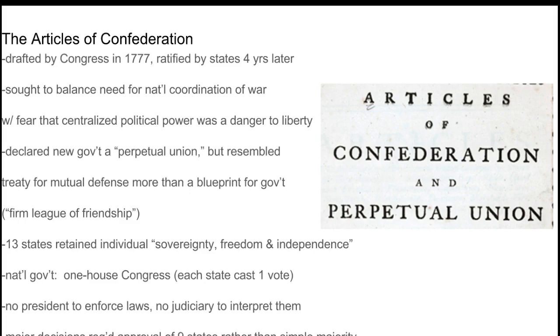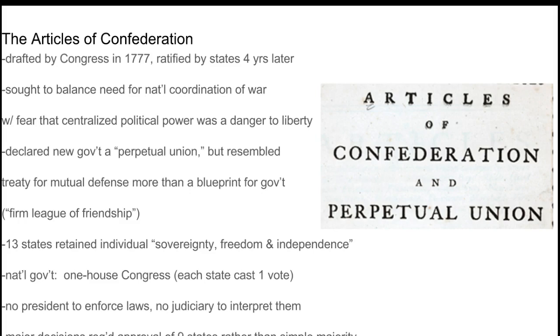The 13 states retain their sovereignty, freedom, and independence. So it's all about 13 states working independent of each other. You had a national government. You had a one-house Congress, and each state cast one vote. So that's 13 states, 13 votes. Consider how that makes the people feel in Virginia, who have many, many more people than Rhode Island. Rhode Island was the smallest state, fewest people, and so they're happy about this. The Virginians are not so happy.